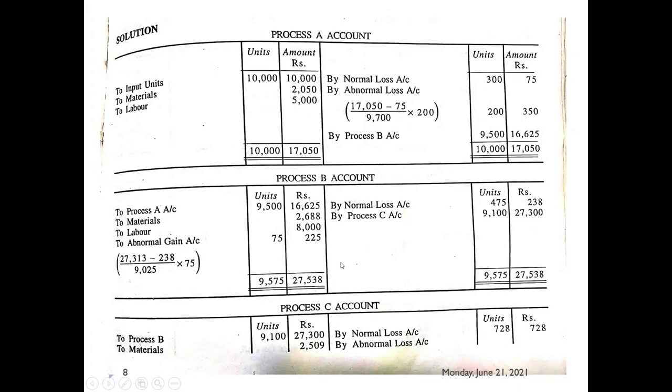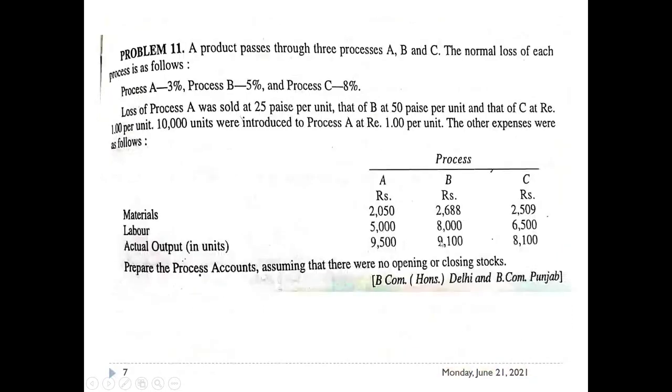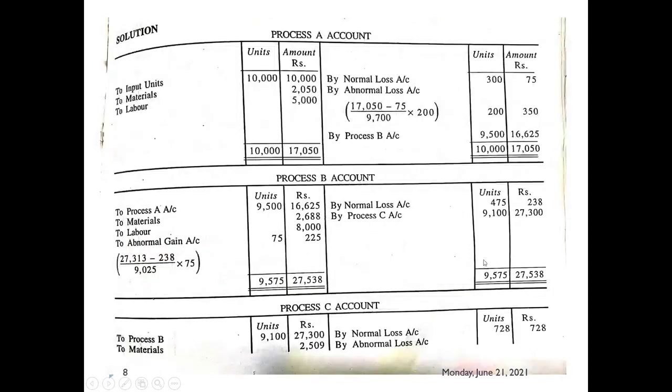After that, you write by process C account 9,100. So output is given as 9,100. Now we first close the unit column. Here you see the credit side total is higher than the debit side, that means 9,575. So the balancing figure will be on the debit side. So it will be abnormal gain, 75 units.